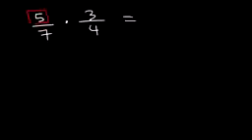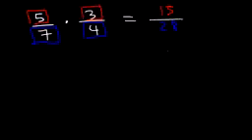Now what about multiplying 2 fractions together? When multiplying fractions, you can multiply across. 5 times 3 is 15. 7 times 4 is 28. So the answer is going to be 15 over 28, and we can't reduce it.